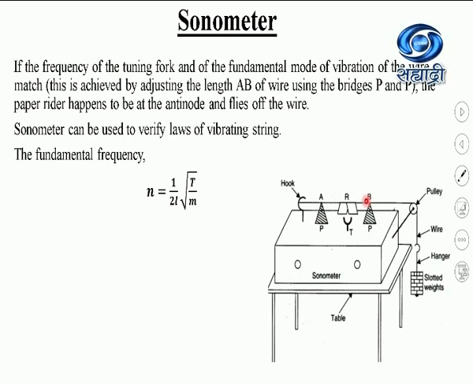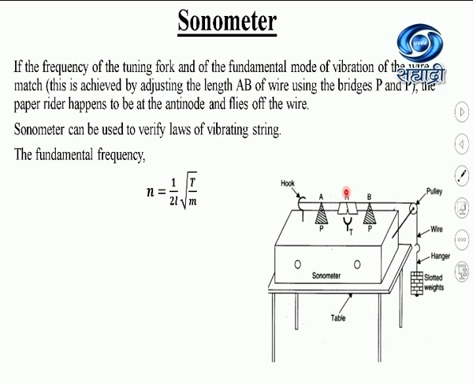Then transverse waves are produced in the wire. They travel in opposite directions. They are reflected from the knife edges. They interfere with each other and stationary waves are formed between the knife edges. Now the wire also can be made to vibrate by holding a vibrating tuning fork near it. The frequency of vibration of the string is then the same as the frequency of the tuning fork.